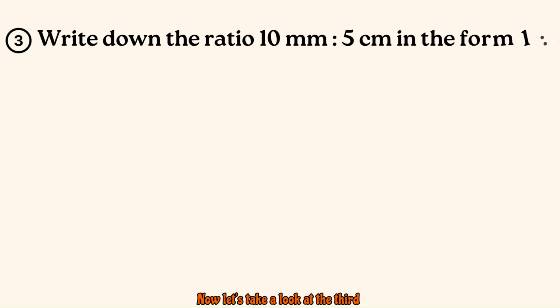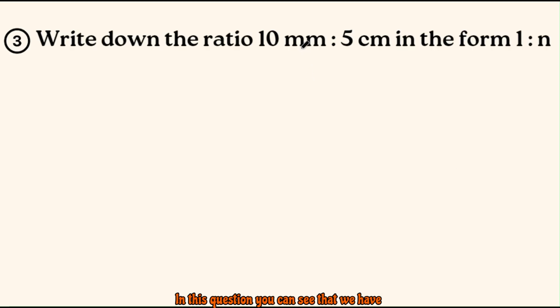Now let's take a look at a third question, which is write down the ratio 10 millimeters to 5 centimeters in the form 1 to n. In this question, you can see that we have different units. We have millimeters and centimeters, and we cannot solve ratio questions until we have a same value. So either we convert both of them into millimeters or we convert both of them into centimeters. Well, if you convert 10 millimeters into centimeters, that would take the value into decimals. So I would prefer converting centimeters to millimeters.